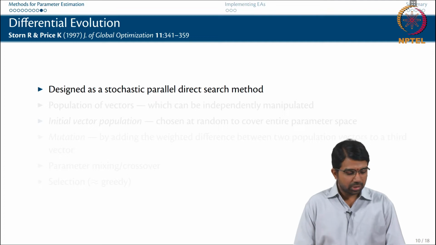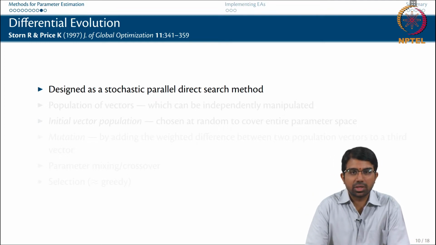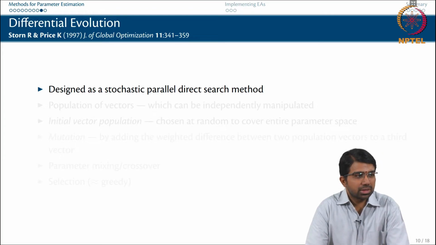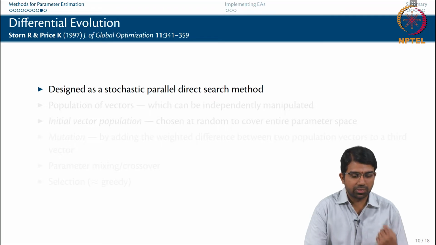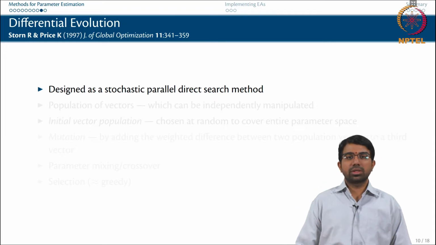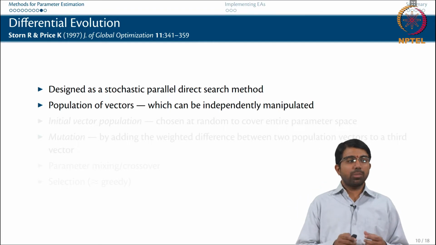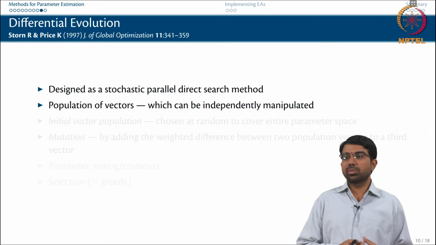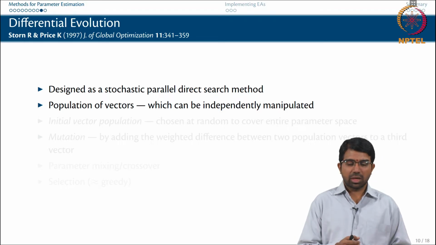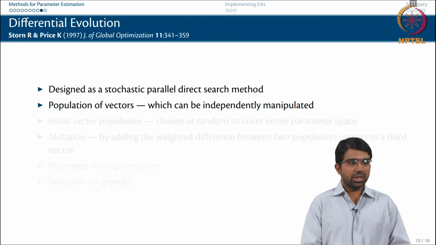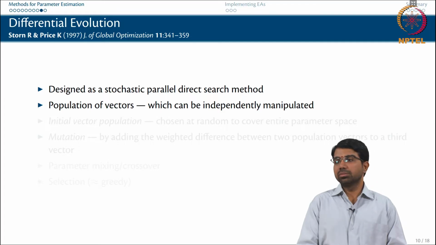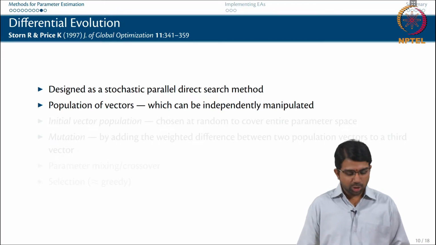So, one important algorithm is known as differential evolution. This is designed as a stochastic parallel direct search method. It is stochastic in that there is some randomness in how different points are picked and so on, and it is of course a direct search method, and it can be very nicely implemented in parallel. This thrives on a population of vectors which can be independently manipulated, which is similar to what most other evolutionary algorithms do, or even genetic algorithms, right.